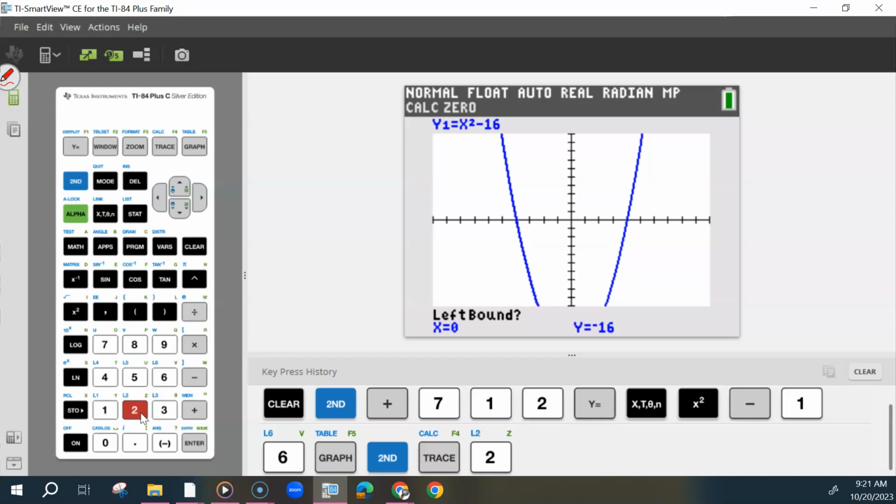So I just hit 2. So second trace, go into 0. And then it asks you for a left bound. You can only find one of these at a time. So let's say I'm looking for this one. I need some number to the left of this. So someone give me a number left of this.